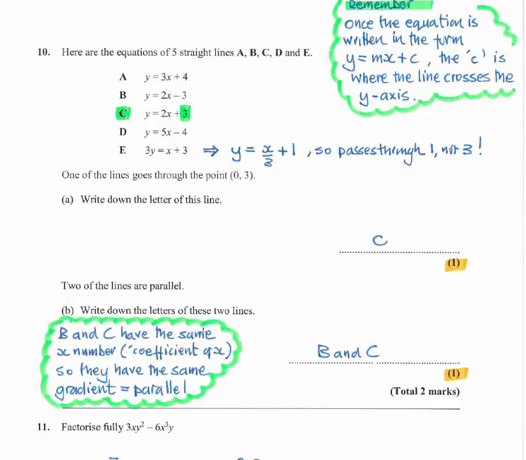Now, we just said that the x number is the gradient. It's how steep the line is. And two lines are parallel if they have the same gradient. So we're looking for equations which have the same x number, the same amount of x. And you can see that it's B and C. They're both 2x. So they've got the same gradient, they're parallel.